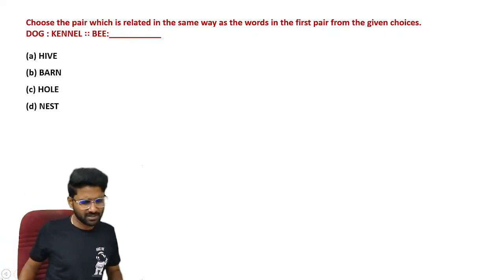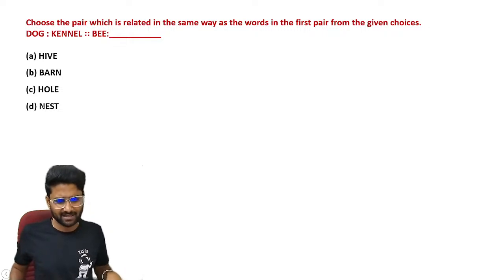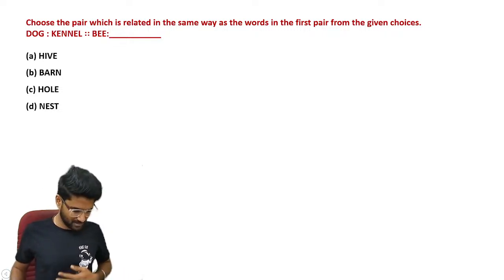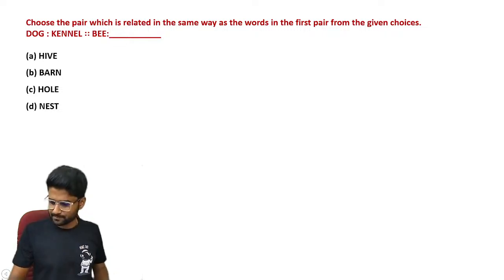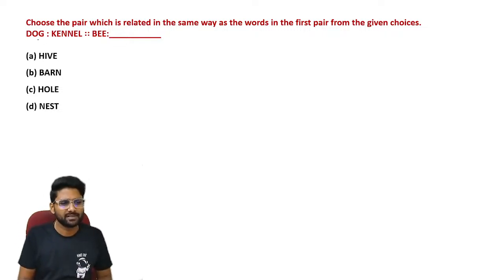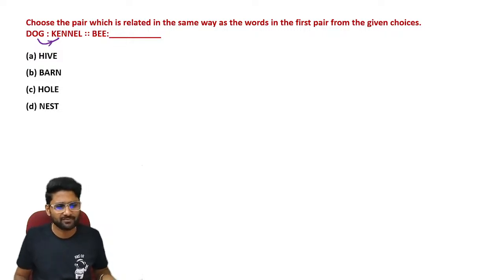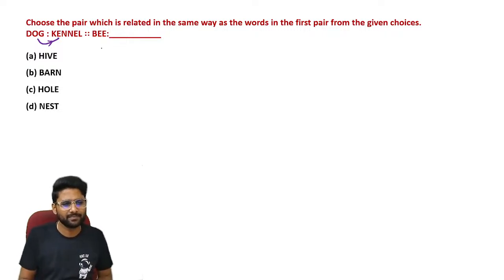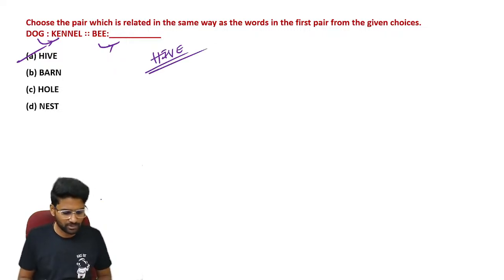So, what is the relation you observe from dog as kennel, bee as hive? So what is the relation here? Now see, this is the place where you can place a dog. So kennel is the place where you can put the dog. Same way, you can see all bees are together, that is the hive. So they're talking about the place.